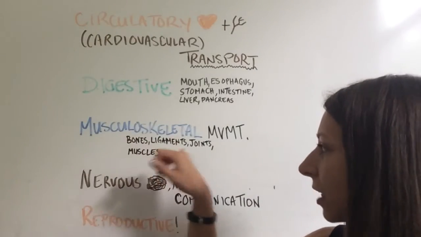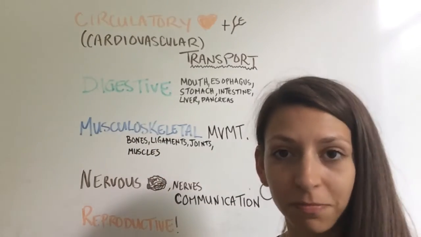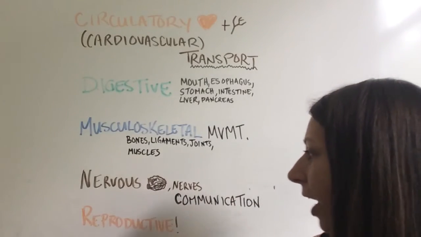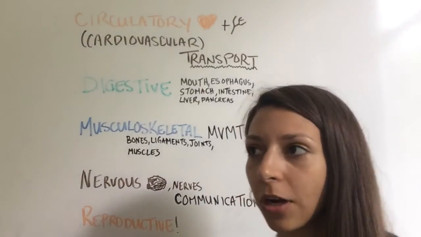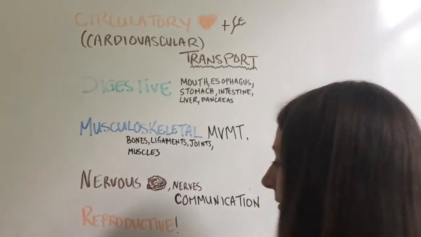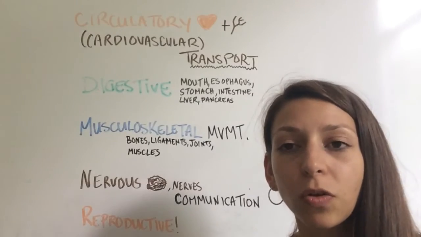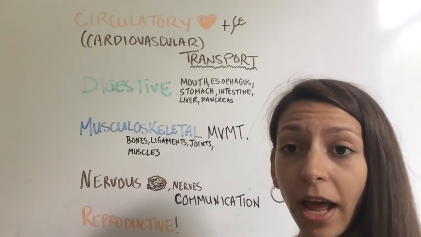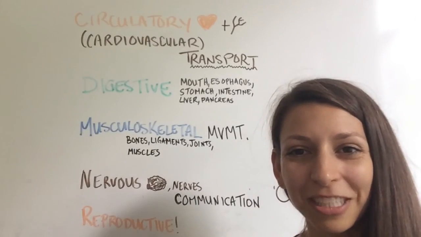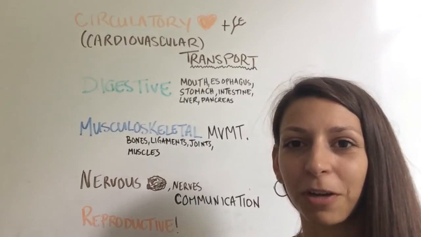This includes our bones, ligaments, joints, and of course our different types of muscle. Next up we're going to have our nervous system, which includes our brain, all of our nerves, our neurons, our ganglia, and this system is used for communication. And finally our reproductive system includes the external sex organs, any gonads, other sex organs within the body, and it's going to be used to reproduce, so to create offspring for the organism.